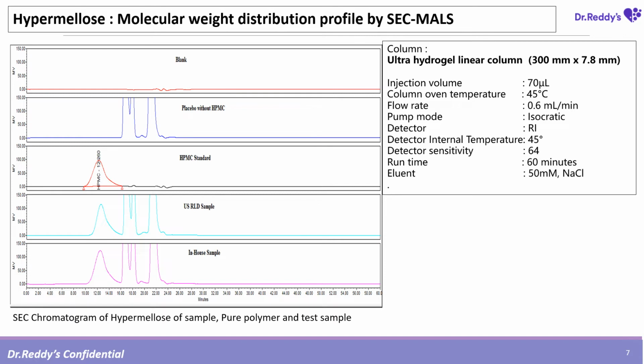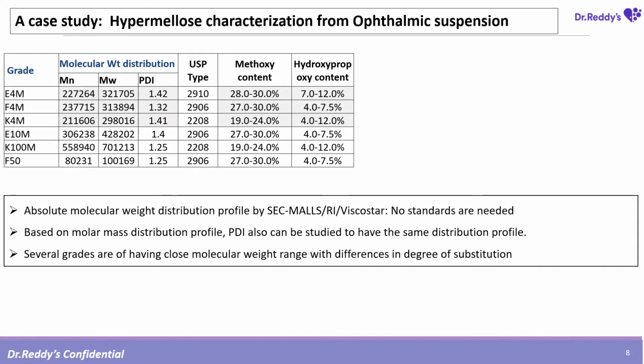So the challenge here is once we understand the molecular weight, then the right standard can be used for quantification. And another challenge is, for example, if you see here, several grades have the same molecular weights, and hence there is always an ambiguity about which grade to be used for quantification.